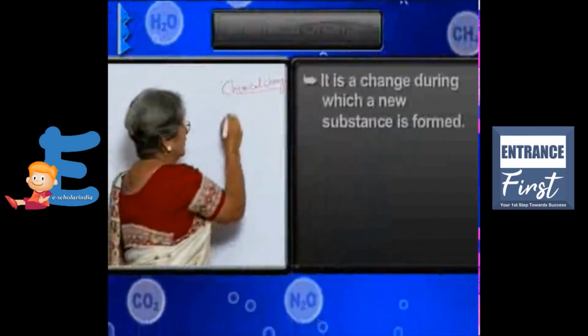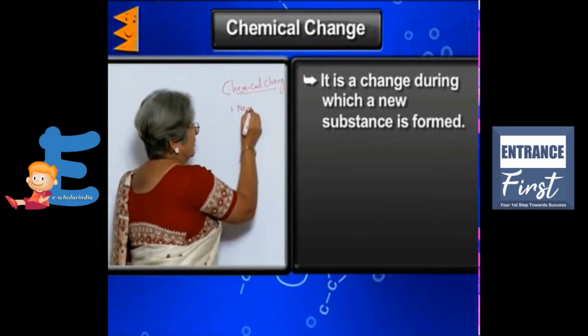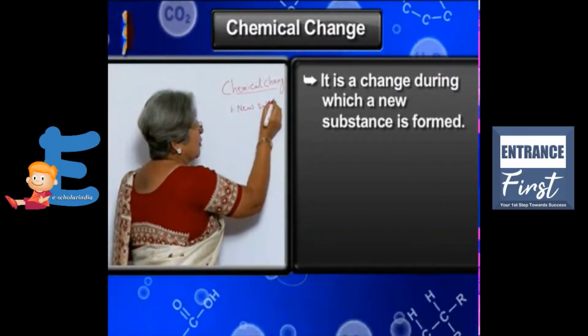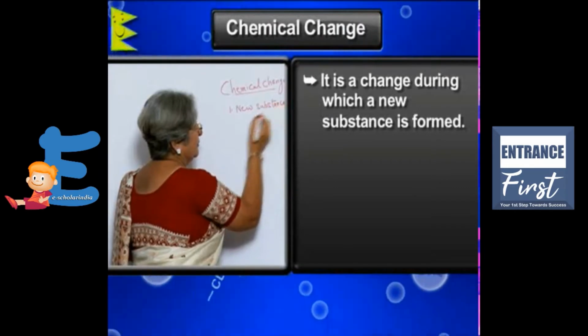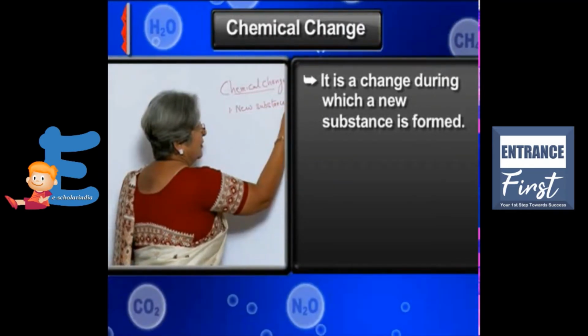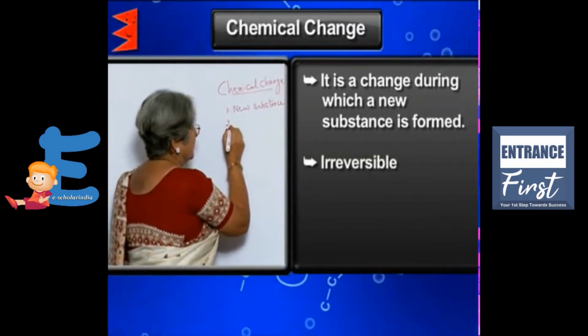What is a chemical change? During which a new substance is formed. Now, how a new substance is formed? I will tell you. Then it is irreversible.